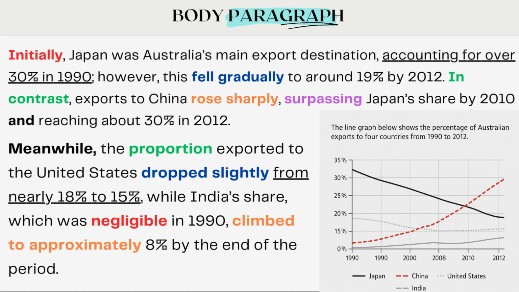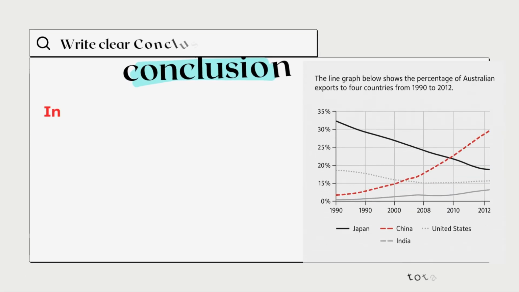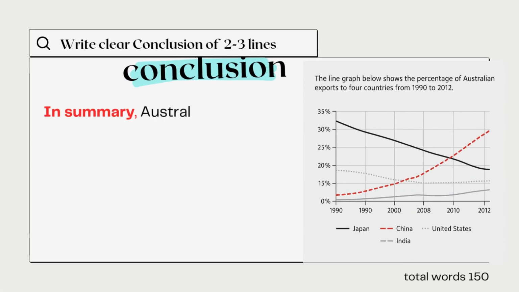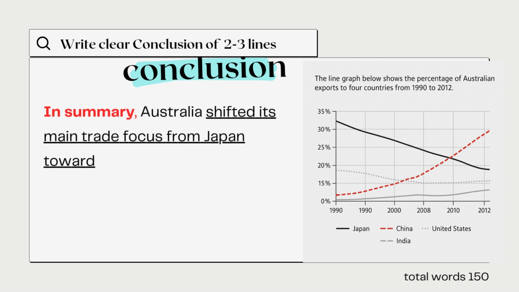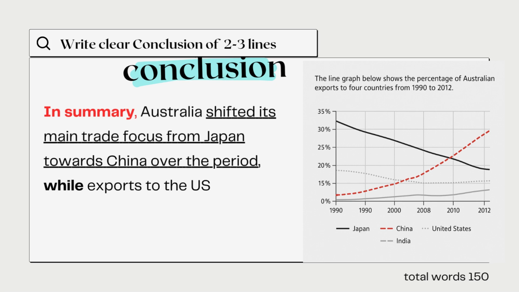After the conclusion part, I have made a slide for you people that has the whole task 1. You can read that whole, with the understanding of the line graph as well. Coming towards the conclusion: in summary, Australia shifted its main trade focus from Japan towards China over the period, while exports to the US and India saw minor changes.